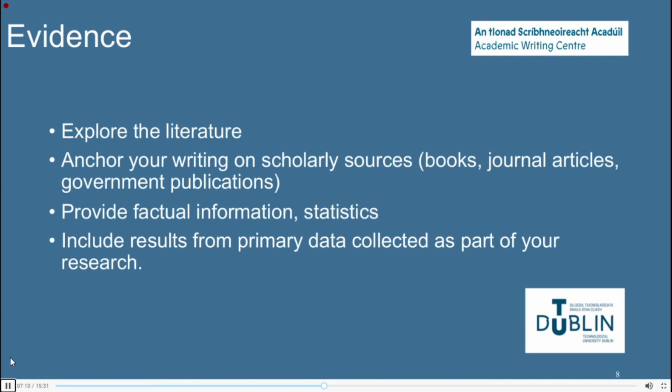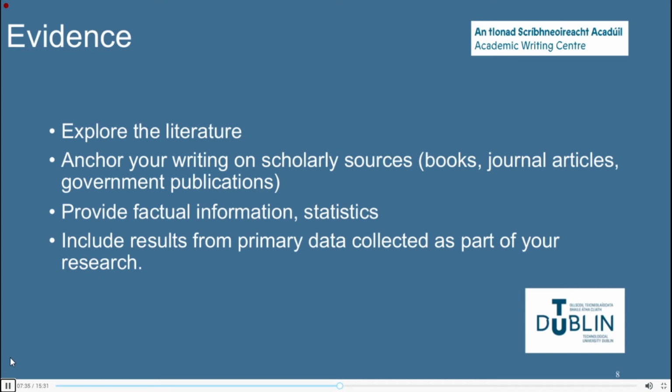Evidence-based writing is a key characteristic of academic writing. It is essential to anchor your ideas and arguments on scholarly sources extracted from books, journal articles, etc., and also on factual information contained in government publications, statistics, or indeed primary data you collected in your own research.